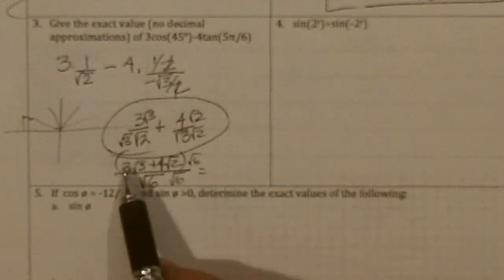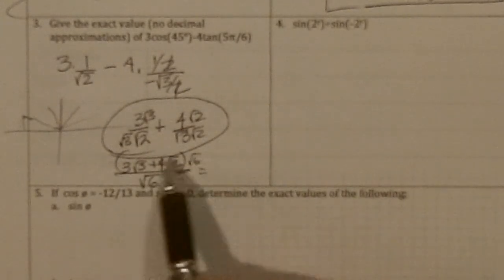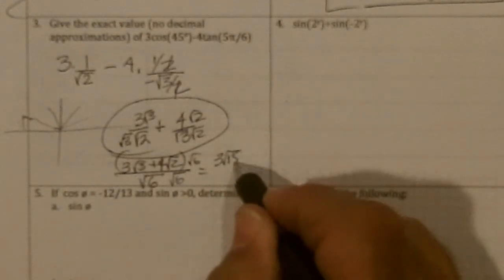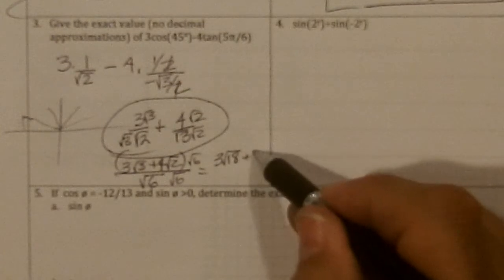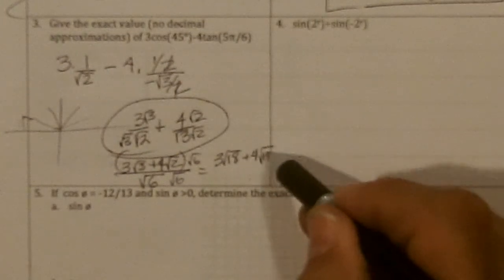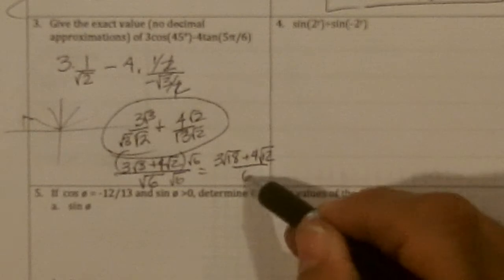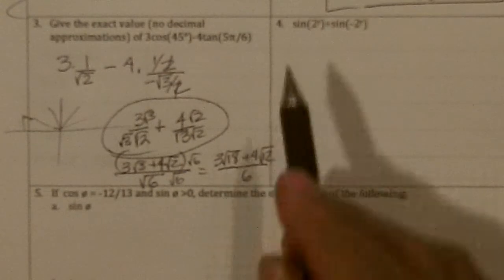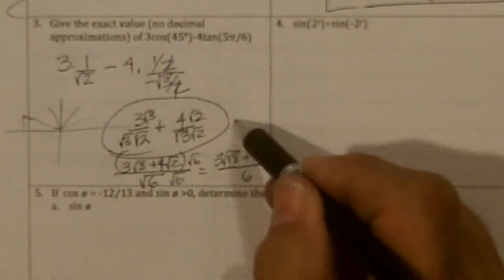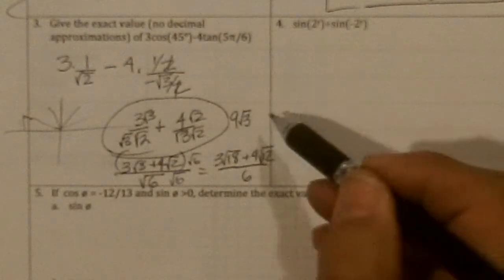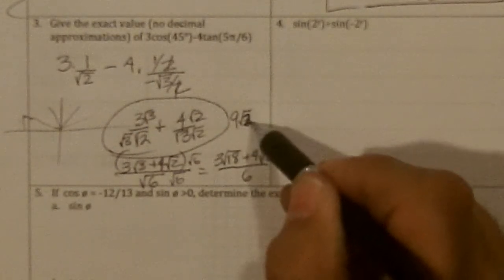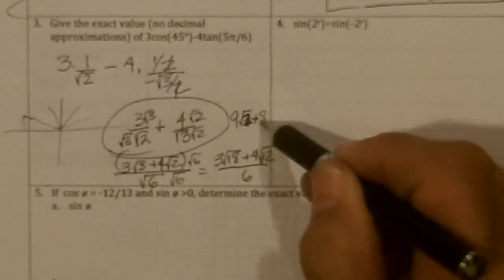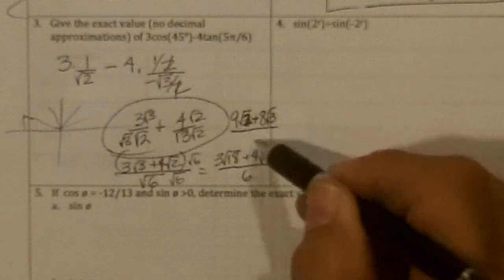And I would get 3 times the square root of 18 plus 4 times the square root of 12 over 6. And 18 has a 9 and a square root of 2, so that would be 9 square roots of 2, 3 times 3 square roots of 2, plus 12 has a 4 in it, which would come out as a 2, so I'd have 8 square roots of 3 over 6.